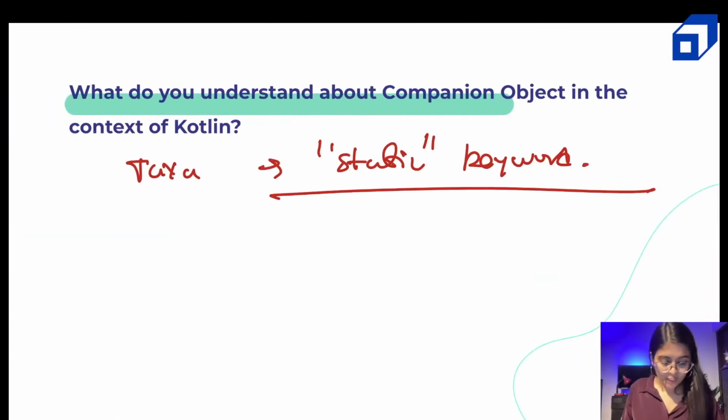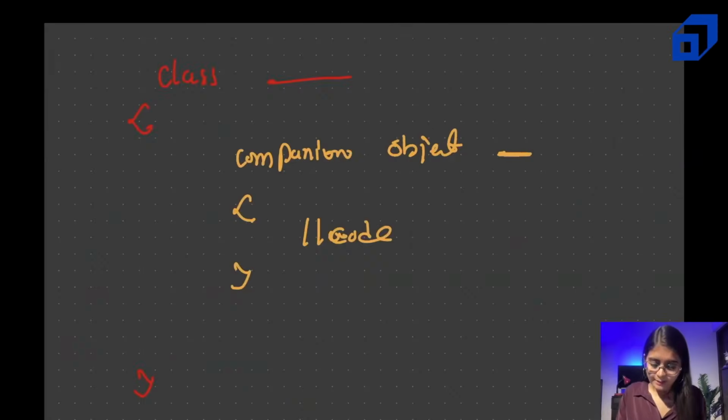So the companion object, in short, is playing the role of the static keyword here in Kotlin, the static we used to have in Java. If you know Java, you would know the static keyword. So companion object is playing the role of a static here in Kotlin. Perfect.